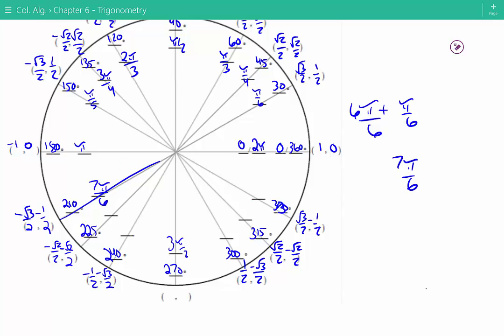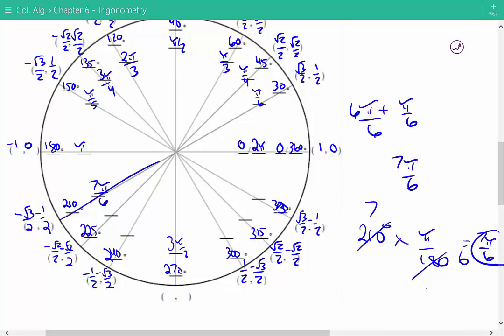The other thing you can do is convert. If you don't like that, take the 210 and convert that to radians by multiplying by pi over 180. Then obviously we can simplify this. 30 goes into this 6 times and 30 goes into this 7 times. So it ends up being 7 pi over 6 if you convert that way.